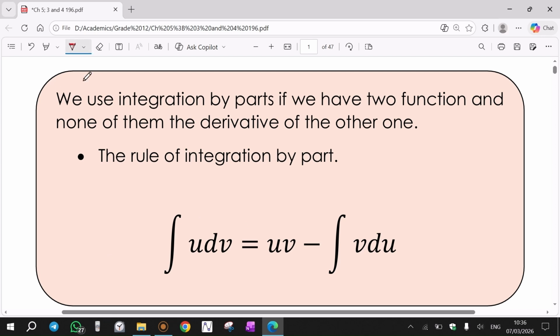U dv is the original integral, the given integral, that we cannot solve using the ordinary ways. And here we have uv with no integral, that's directly the final answer, minus an easy integral. This integral is always easy. V du. You can remember the v du part to not mix it with u dv. This is considered like a video game. V du is at the end, u dv is the beginning.